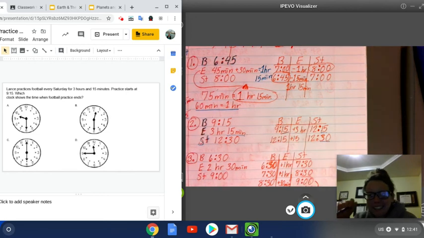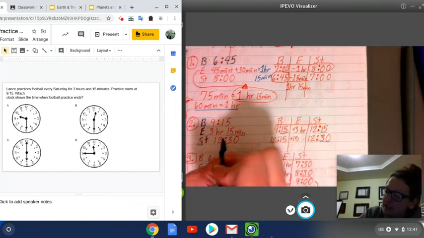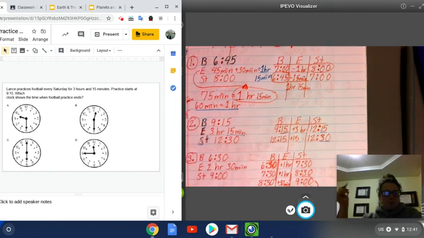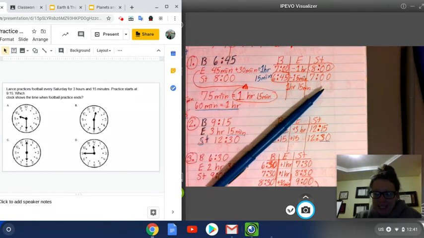Now I need to look at the clocks, and I have to be able to read a clock and see which of those clocks says 12:30. If we look at A, think about 12:30. Where would your hour hand be? The hour hand would be in the 12s room, right? Look at A. An hour hand is that short hand, remember? Where is that hour hand? It's still in the 9s room. Is that what we're looking for?